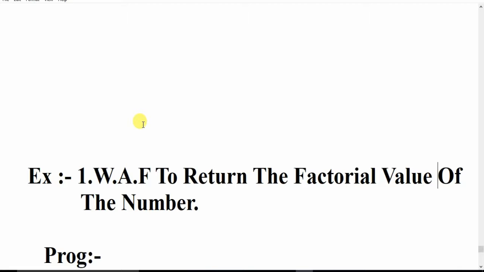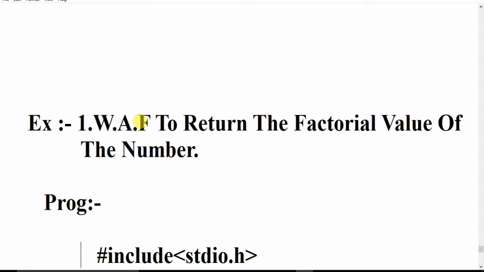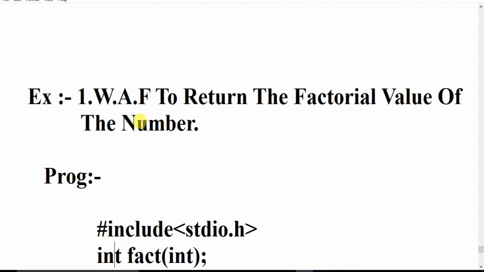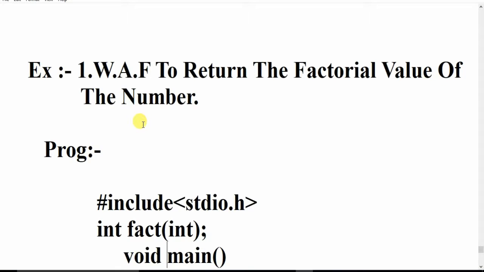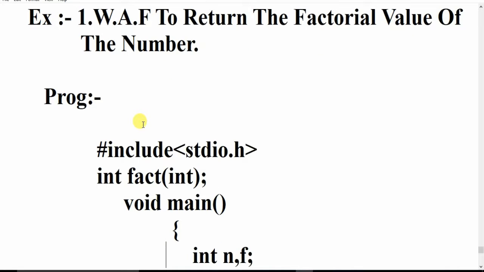Now let's observe this program. It starts with #include <stdio.h>. The return type of this function is int or long int, whatever you want for the factorial value. The name of the function is fact, and through this function we are passing an integer value. So that is a function with an argument as well as a return value. Then void main: first we write the main function, then we define that function here. int n, f.